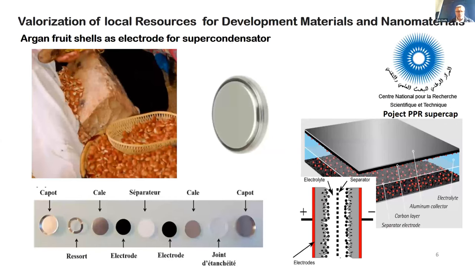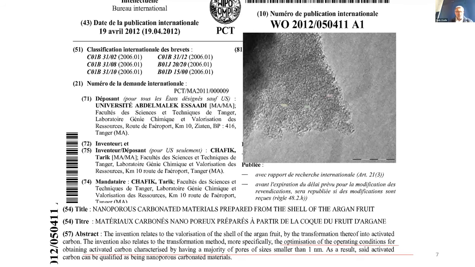And this was the topic for the development of supercapacitors for energy storage using, for example, argan fruit shells as a raw material. We managed to produce very high surface area carbon with very narrow and controlled porosity. And we got an international patent based on this research.